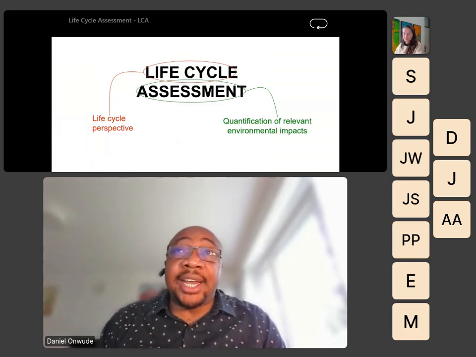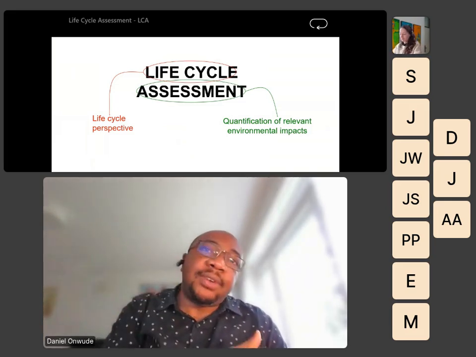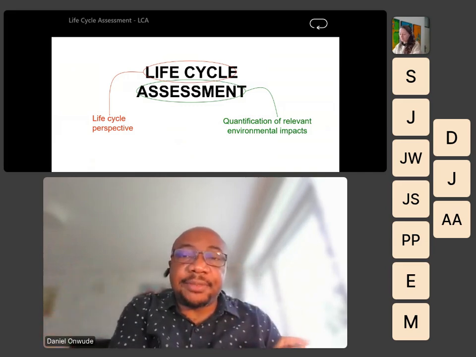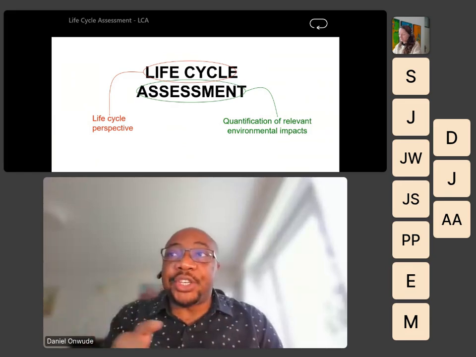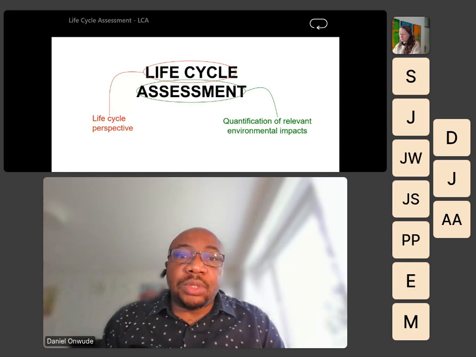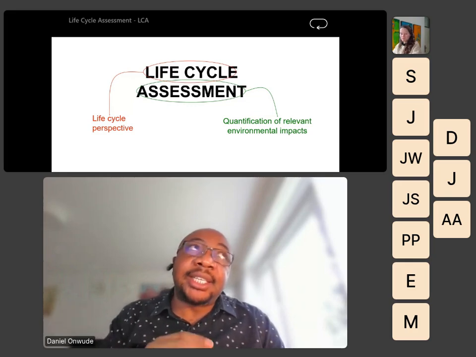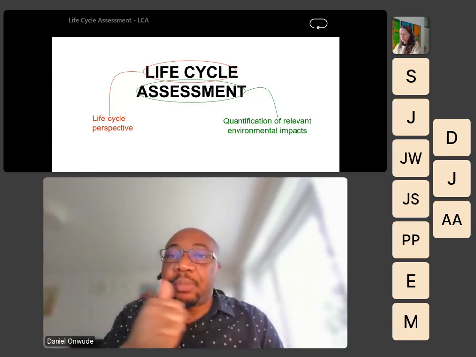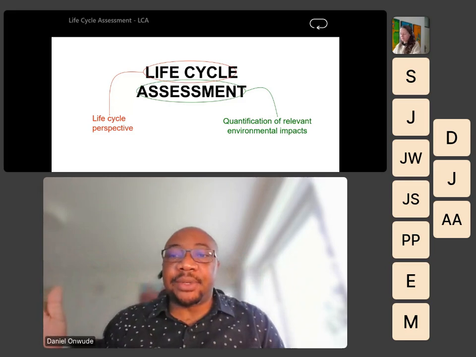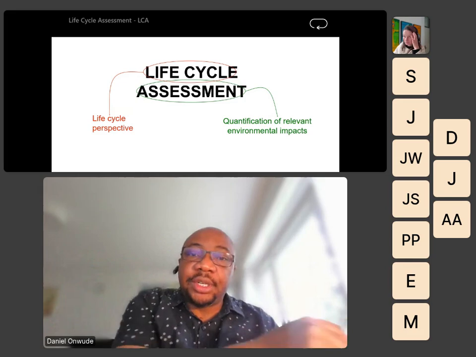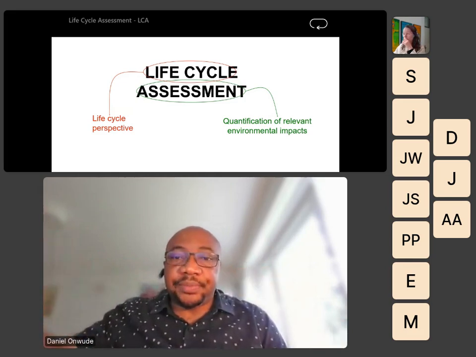So, as I said earlier, it's often called life cycle assessment, or LCA. So there are two parts to this. We have the life cycle perspective, and then we have the quantification of relevant environmental impact, right? So just to give a short introduction, the LCA is a method that is often used to evaluate the environmental impact of a product, process, or system throughout its life cycle. So that means from material extraction or production to disposal.